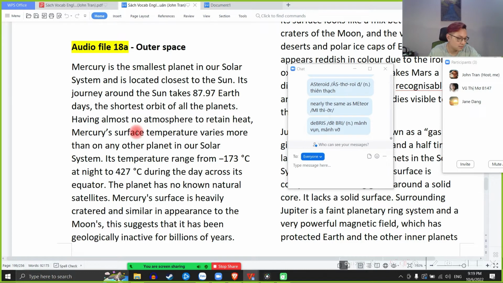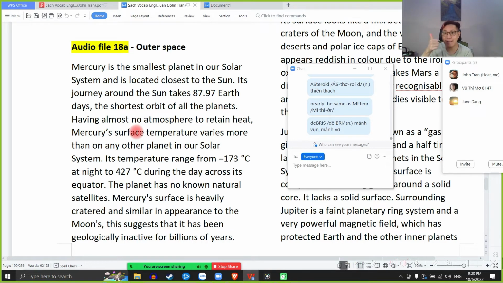87 point. Chấm. Point. 87 point. 87 Earth days. The shortest orbit of all the planets. Having almost no atmosphere to retain heat. Atmosphere to retain heat. Heat, y kéo dài. E, to retain heat. Mercury's surface temperature varies more than on any other planet in our solar system. In our solar system.